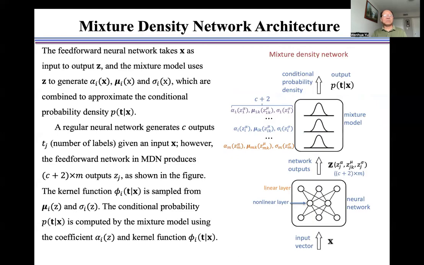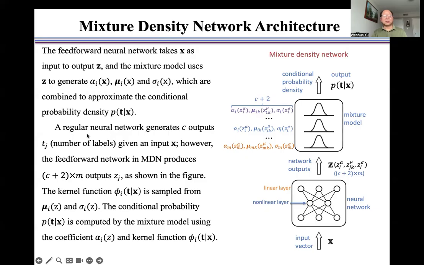function. The feed-forward network takes X as an input to output Z, and the mixture model uses Z to generate alpha, mu, and sigma, which are combined to approximate the conditional probability density P, as shown here. This is the input, this is the neural network model, this is the output, this is the mixture model, and this is the final output.